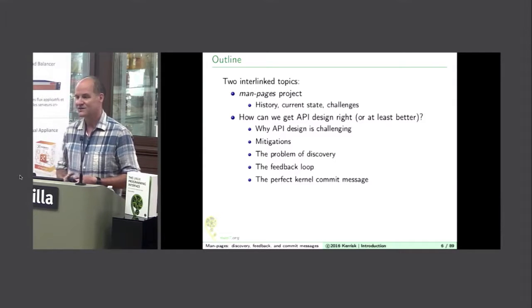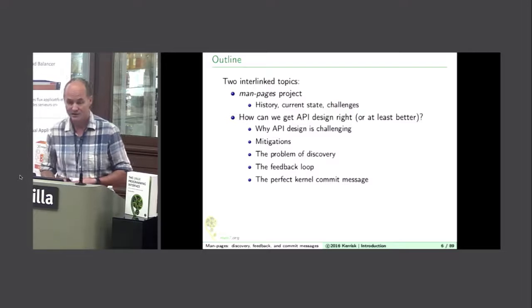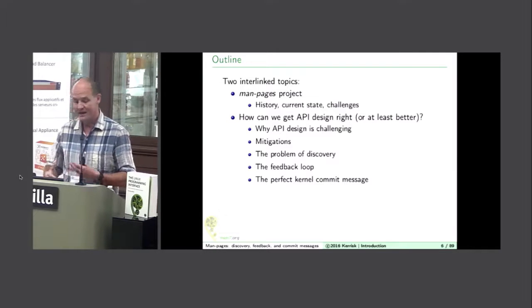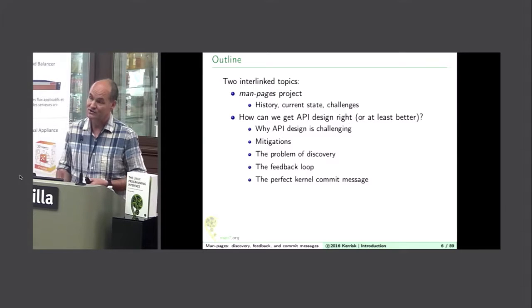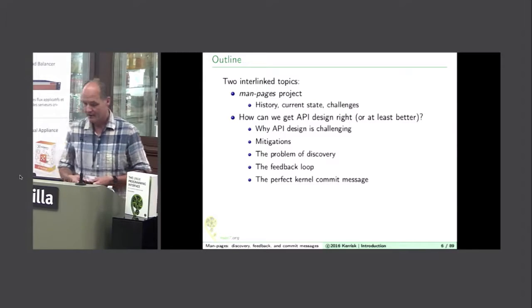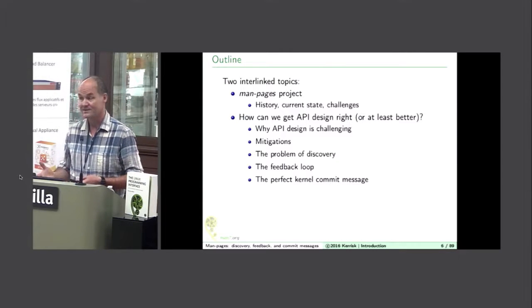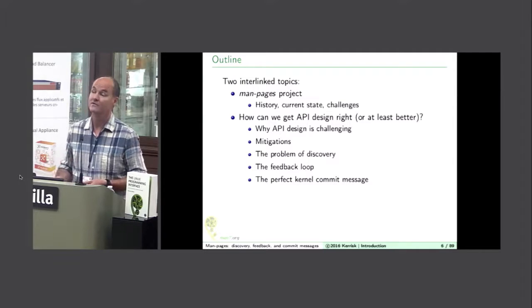The challenges of actually discovering whether an API has even changed, because sometimes we don't even know that an API has changed. And then the question of, well, once the API has changed, or when there's a plan to change an API, how quickly do people find out about that change and feed back about how it might be improved? And that ties into an idea I think more about these days: making commit messages better from the point of view of interfaces.